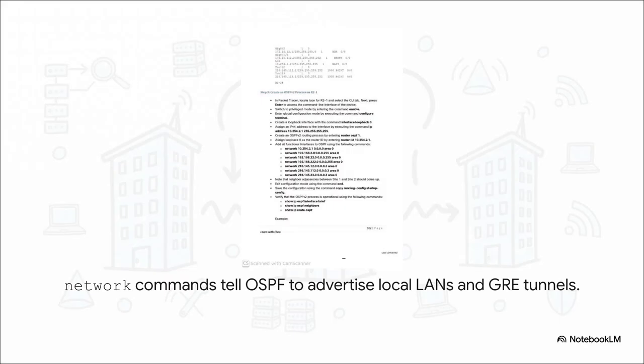So here in the configuration, we enable OSPF with router OSPF 1, but the critical part is the network commands. These tell OSPF which interfaces to actually run on. By specifying the local LANs and our new GRE tunnel networks, we're telling the router to start forming neighbor relationships and advertising these specific routes.